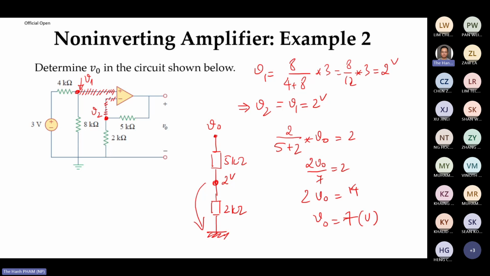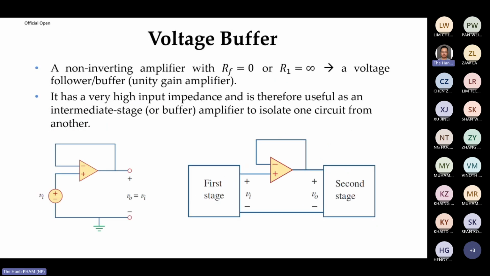So actually, if you apply the characteristics of op-amp when you analyze, it's quite simple. Right? Now, if you want to separate between different stages, so this is one subsystem, this is another subsystem, we want to avoid the loading problem. In between, you can use a voltage buffer or voltage follower, right?